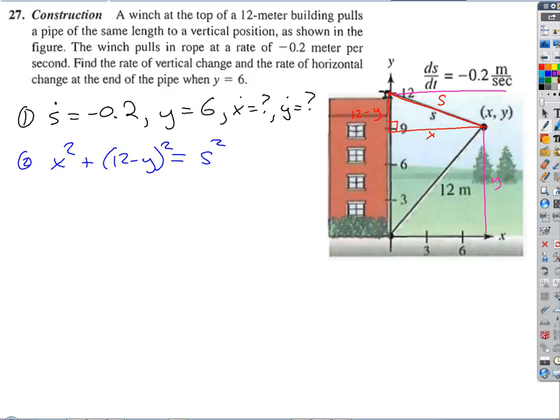Okay, so then we'll relate the rates by implicitly differentiating. What do we get? 2x times x dot, plus 2 times the quantity 12 minus y to the 1, times y.